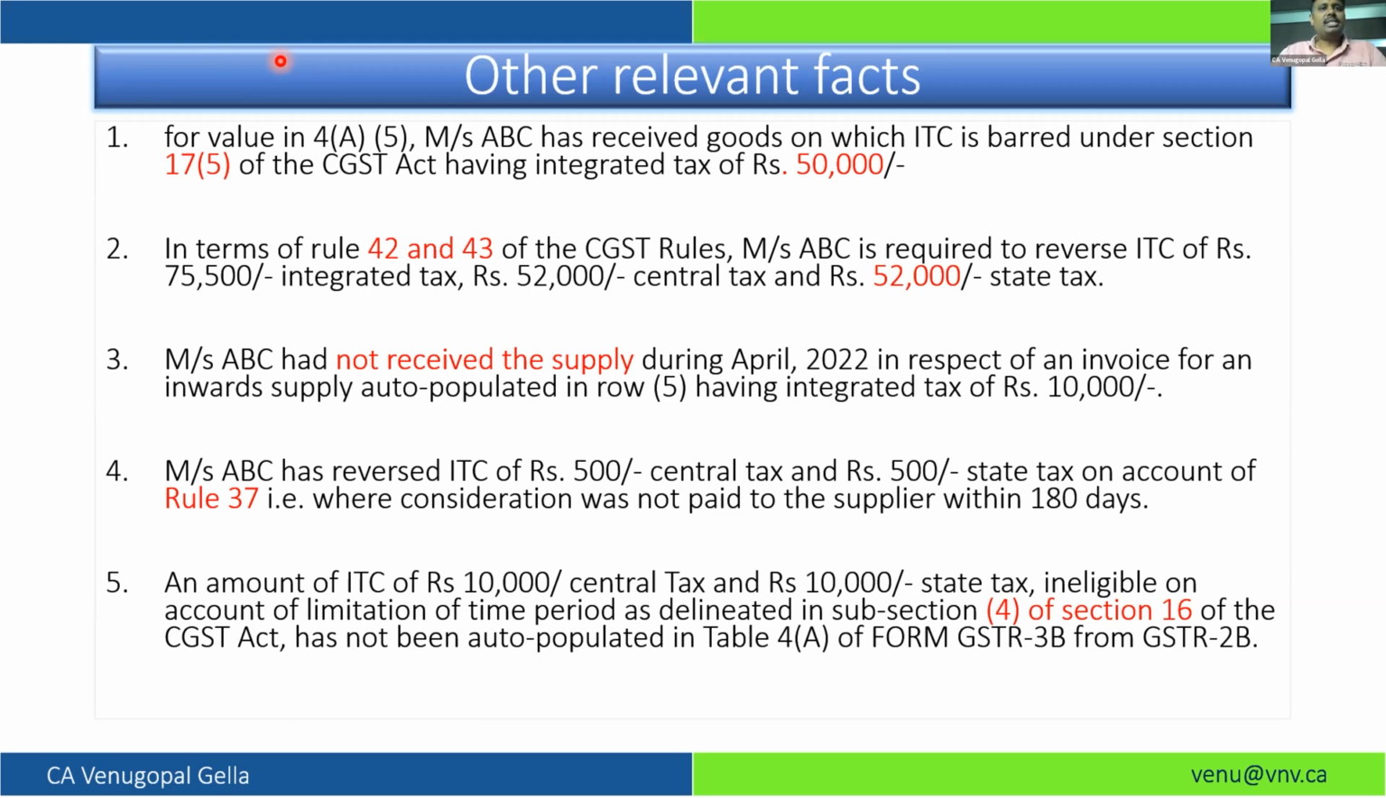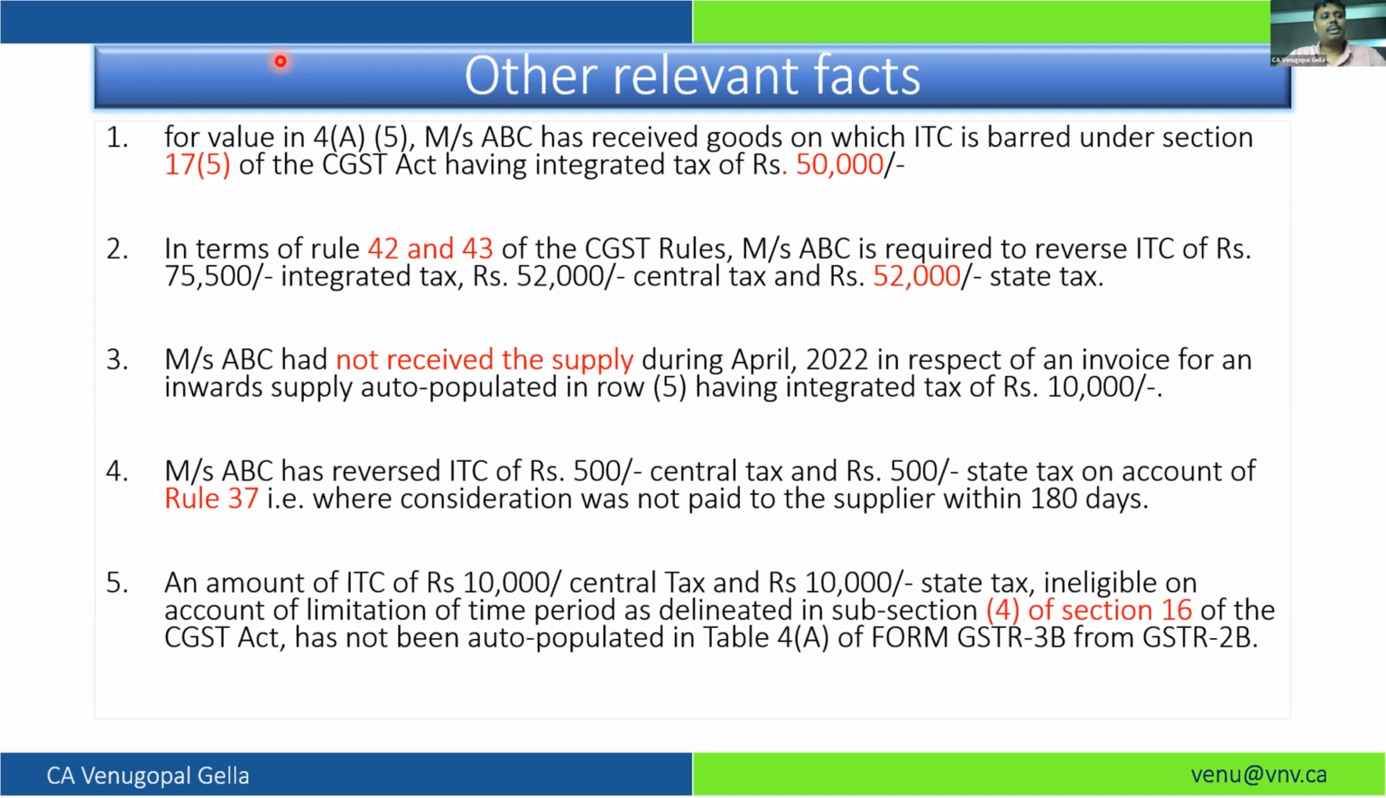The next situation is Rule 37, where you have to pay your supplier within 180 days from the invoice date and you have not paid it. Let's say 500 rupees is to be reversed since you have not paid the supplier. Even this you will be reversing the credit. Now this you would have availed long back, and you are reversing it now.